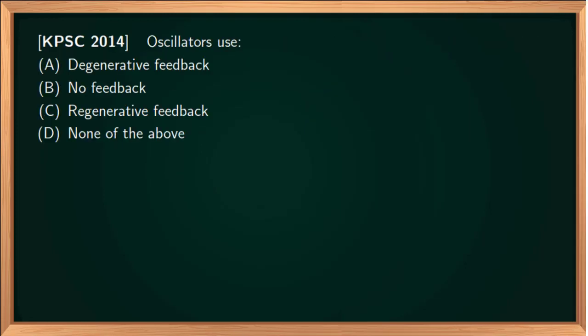Next question. Oscillators use: option A, degenerative feedback; option B, no feedback; option C, regenerative feedback; option D, none of the above. Oscillators use positive feedback. That is, the feedback signal is in phase with the input signal. The positive feedback is also called regenerative feedback. So the correct option is regenerative feedback.